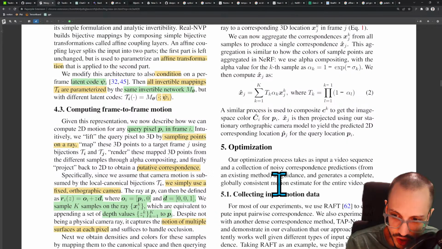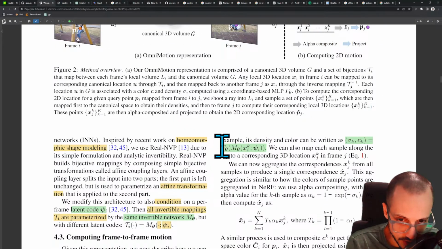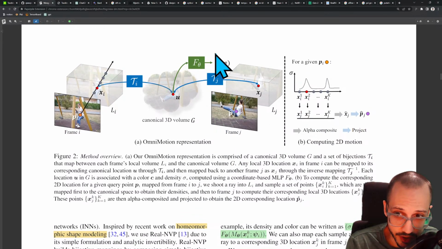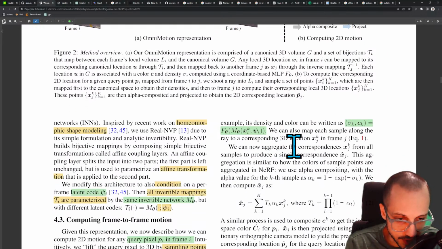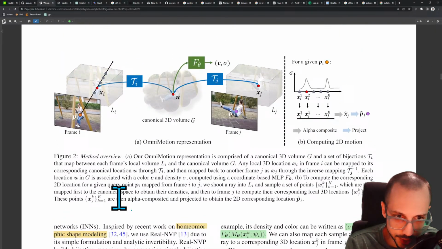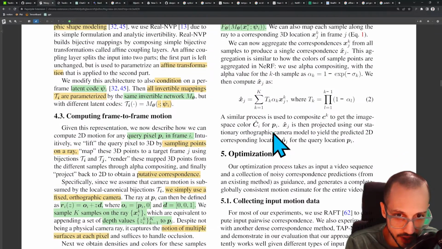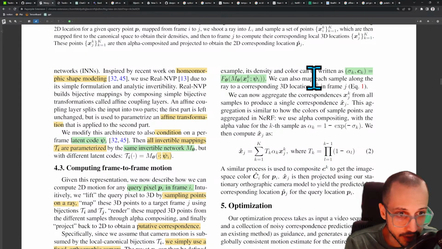u i, and then that u i point, you feed it into this neural net f theta, which is basically the one that's like the NeRF, right? It gives you the actual color and the density, sigma k and c k. We'll look at this picture in a second. Let's finish the actual stuff here.